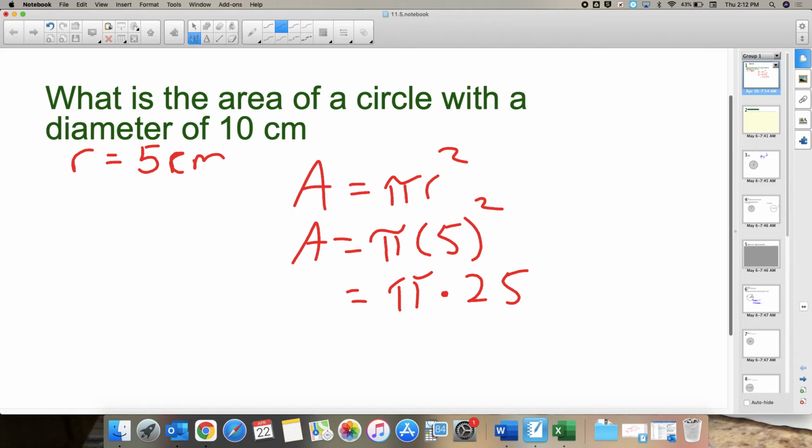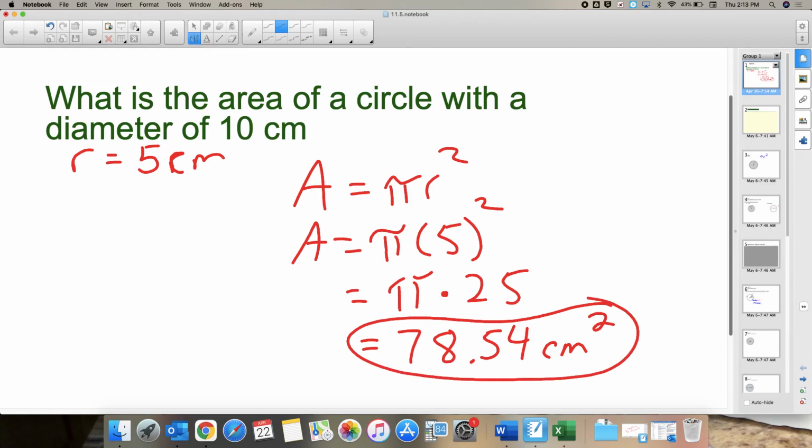So we grab our calculator. Remember, for the sake of our class, I will be using the pi button. However, if you do not have a pi button, you can use 3.14. You might be off by a tenth or so. So 25 times pi, or pi times 25, we get 78.54. Looking at my units, we got centimeters. And then our unit for area is always squared. So there's our area of our circle with a diameter of 10 centimeters.